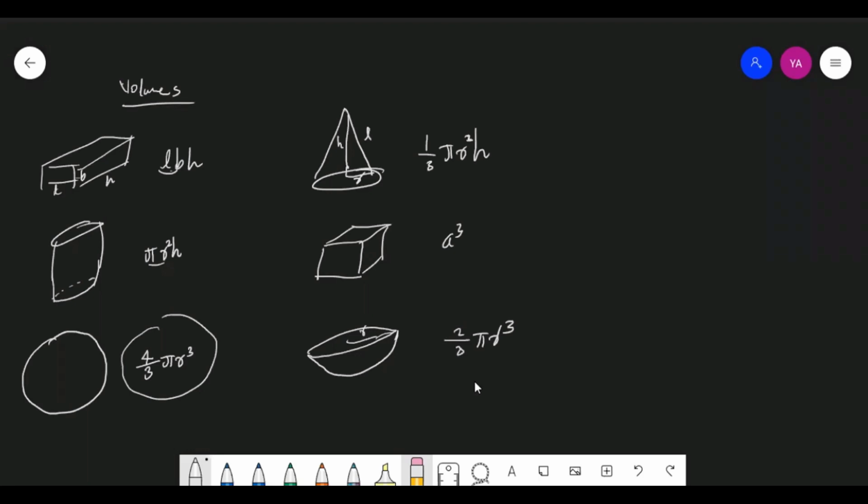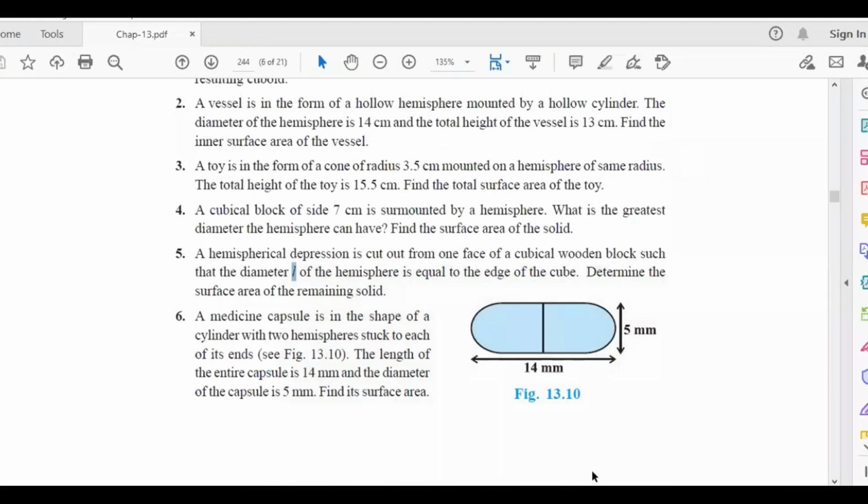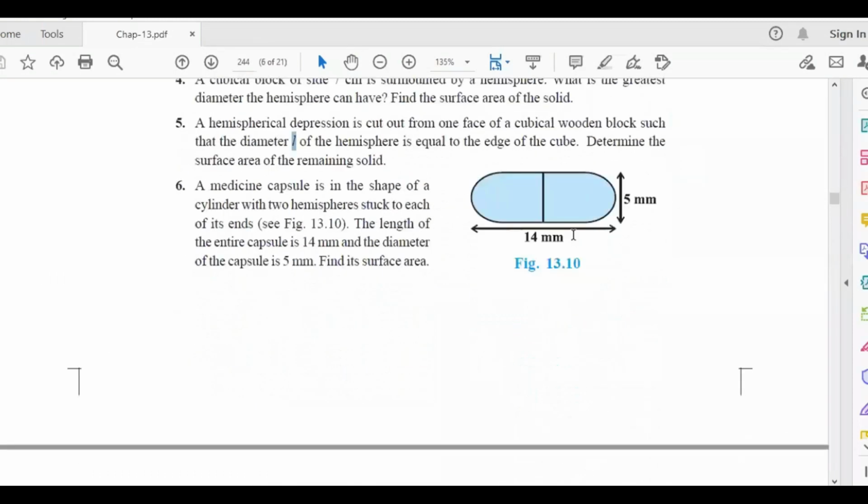We will see. Now we will discuss the solved problems in the textbook. Then we will wind up the lesson. And in the next lesson, we will continue the volumes of these combined figures. I am not writing here, but I will show in the textbook and explain.